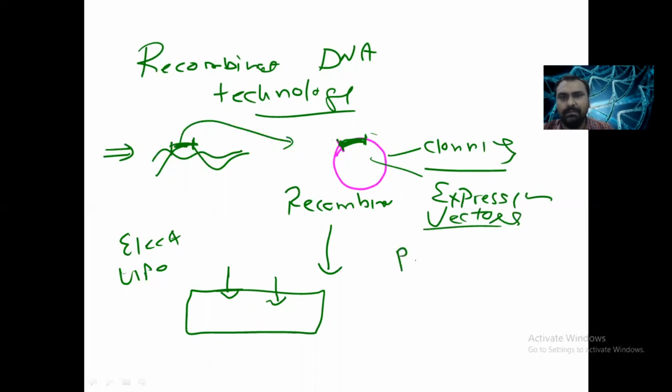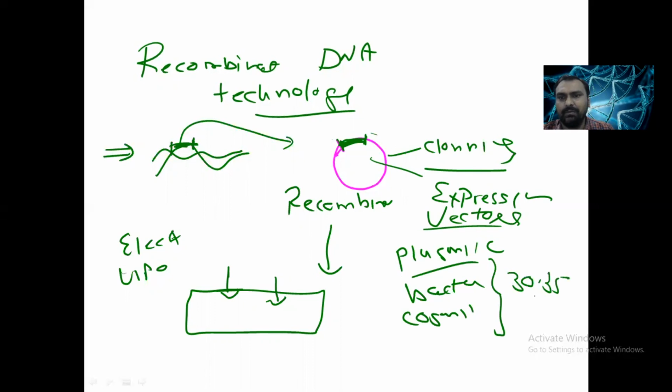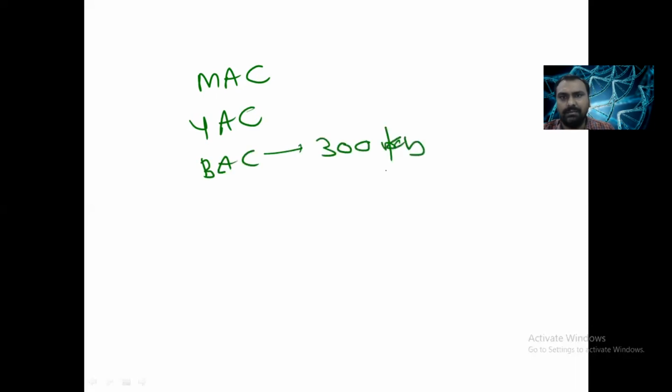This vector may be the plasmid, which carry about 1000 to 2000 base pair. It can be bacteriophage or it can be cosmids. Bacteriophage and cosmid will carry up to 30 to 35 kilobase. Then we have different vectors like mammalian artificial chromosome, yeast artificial chromosome, and bacterial artificial chromosome. Bacterial artificial chromosome will take up to 300 kb. Yeast and mammalian artificial chromosome will take up to 1 megabase of nucleotides.